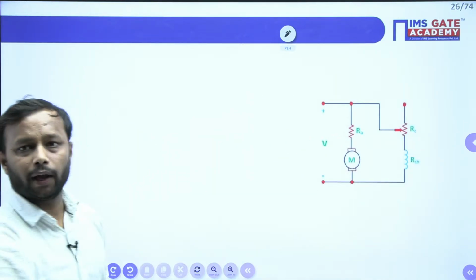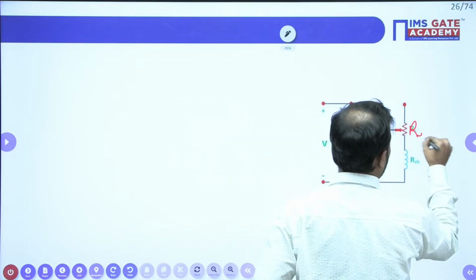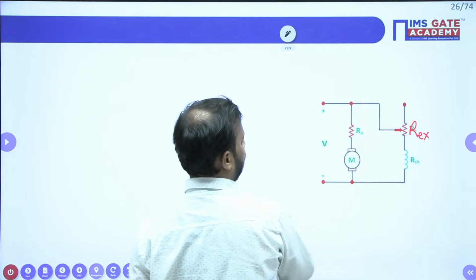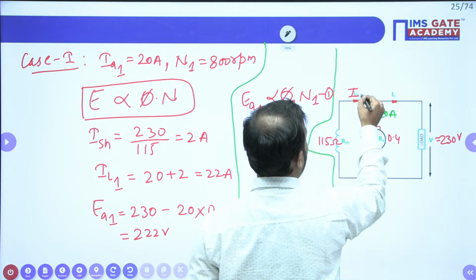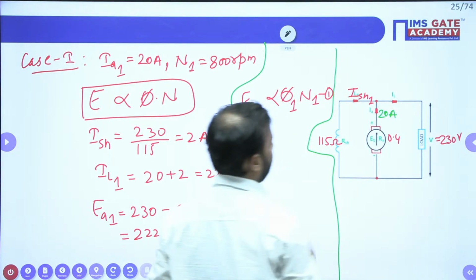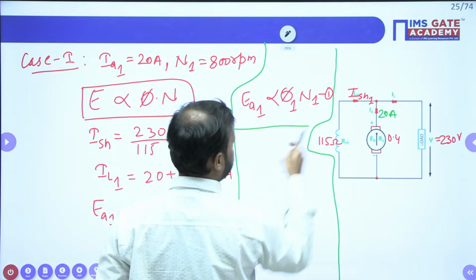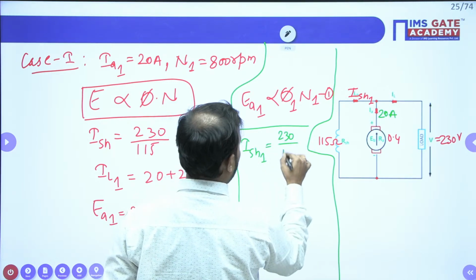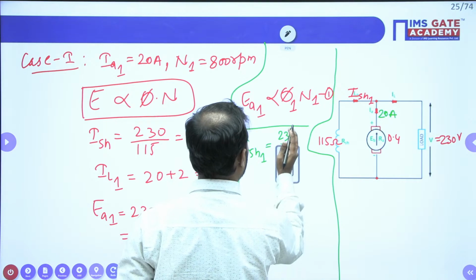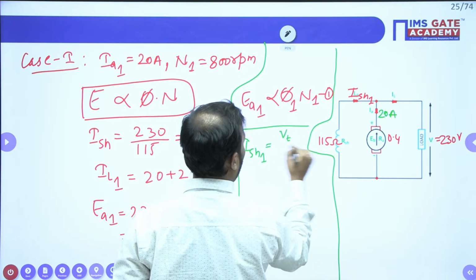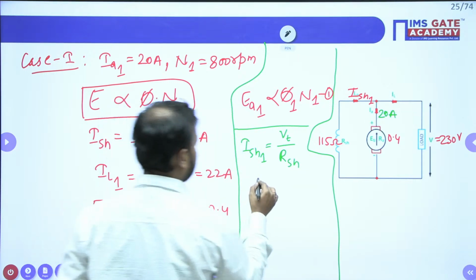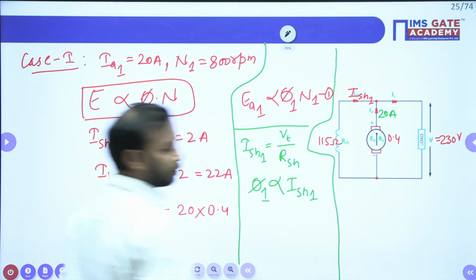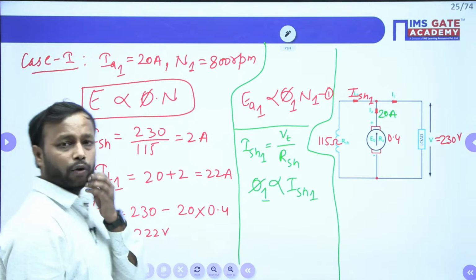For this case, we have inserted this resistor. Let us say this is R external in the field. So earlier we have this ISH1. This ISH1 is equal to 230 divided by RSH, or you can say VT upon RSH. And let us say flux 1 is proportional to ISH1. This we know from the working of the shunt machine, or you can say DC machine.